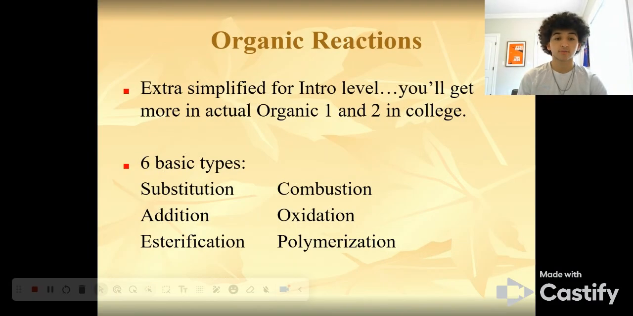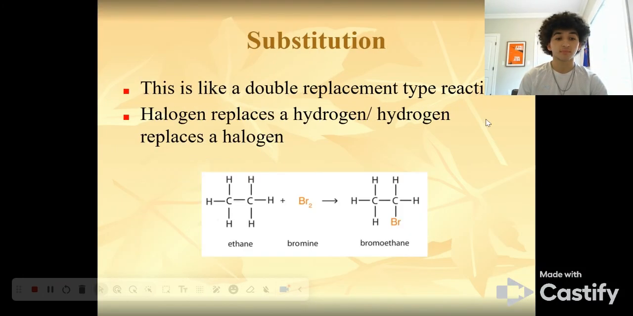entirely new products. As you see on this overview slide, we're going to look at several fundamental types of reactions: substitution, addition, esterification, combustion, oxidation, and polymerization. For each reaction, your goal isn't to memorize random words, but rather to look at the structures on the slide and identify exactly what changed from the left side of the arrow to the right side of the arrow. So let's start with our first reaction on slide 8, which is substitution.